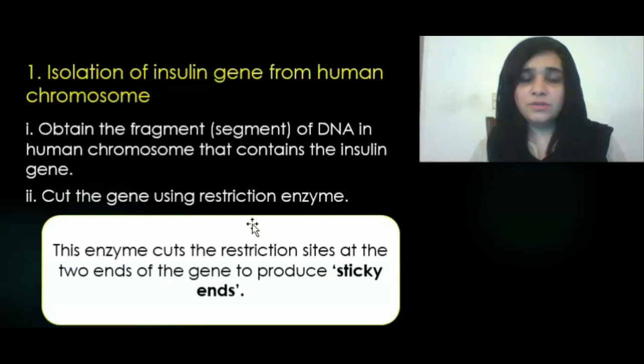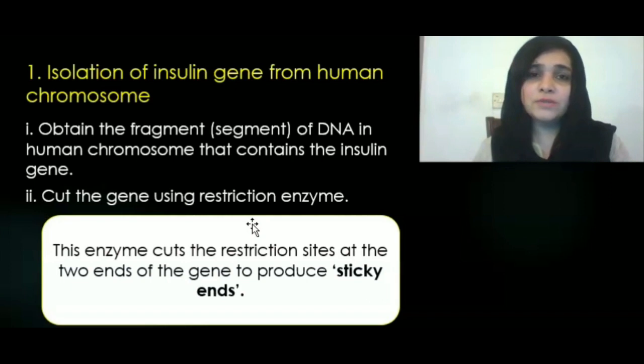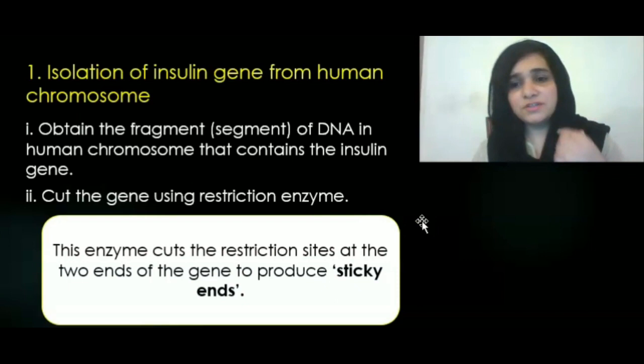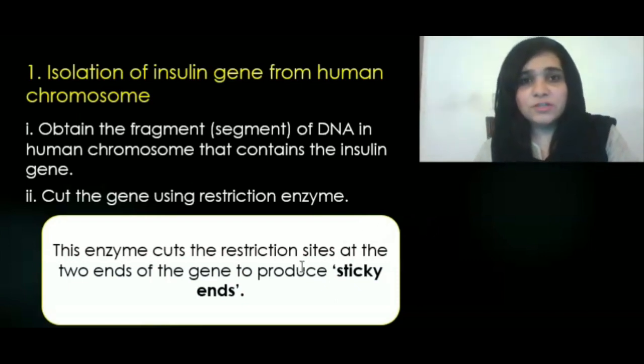Number 1, isolation of insulin gene from the human chromosome. First of all, we have to isolate the gene of interest, and the gene of interest here is the insulin gene. We obtain the segment of DNA in human chromosome that contains the insulin gene. Once we obtain that fragment of human chromosome, we cut the gene by using the enzymes known as the restriction enzymes. Now, what is the function of restriction enzyme? This enzyme cuts the restriction sites at the 2 ends of the gene to produce sticky ends.